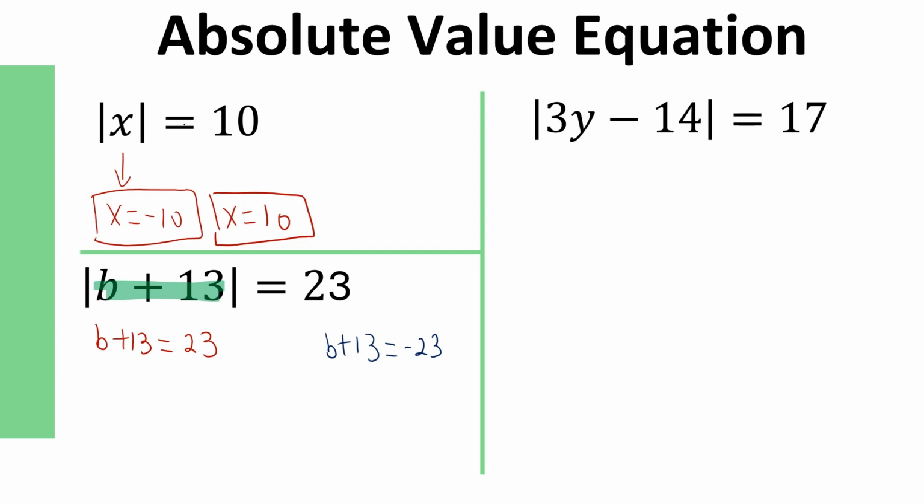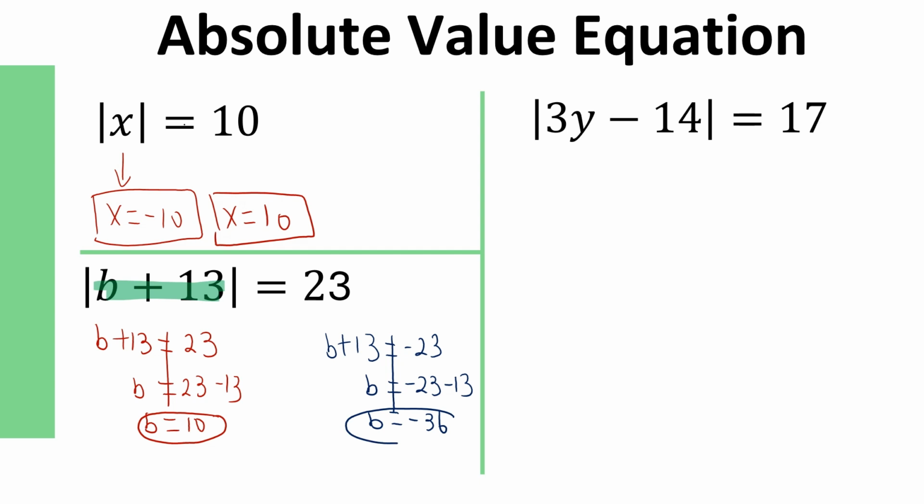For the first equation, to solve for b, you're going to subtract 13 on both sides. So we have 23 minus 13, so b equals 10. And for the second equation, I'm still subtracting 13 on both sides, but this time it will be negative 23 minus 13, and that will give us negative 36. And it's always good to check your answer to make sure it works.